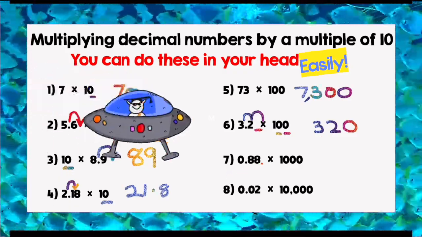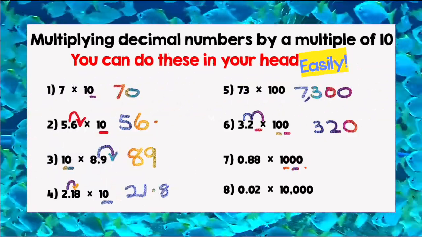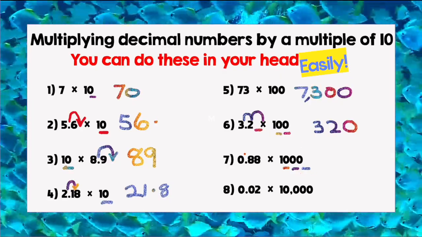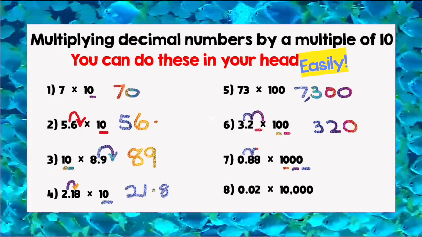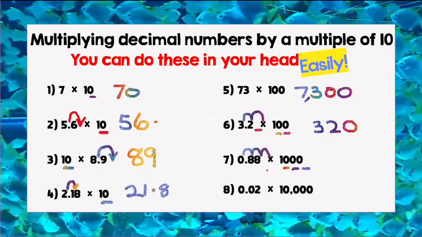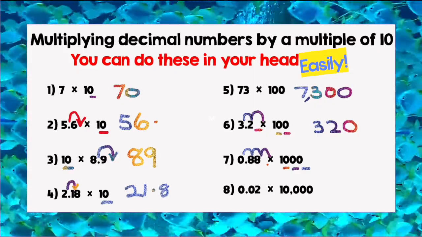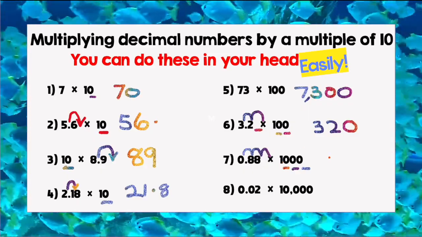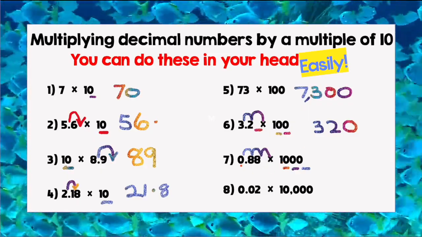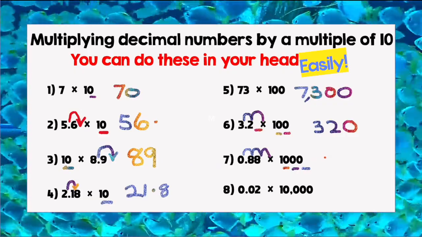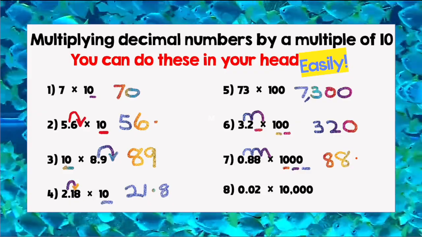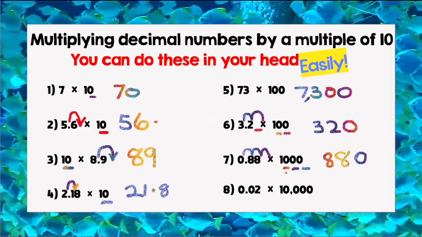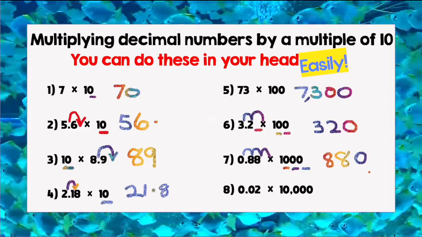In question 7, we have 3 zeros when we multiply 0.88 times 1,000. So the decimal place will move 3 jumps to the right. 1, 2, 3. Again, we have a gap here, which we will fill with a placeholder. So now we have 0,880. But we don't need to write any of the leading zeros. So we will just write 8, 8, and then that 0 as the placeholder. So 0.88 times 1,000 is 880.